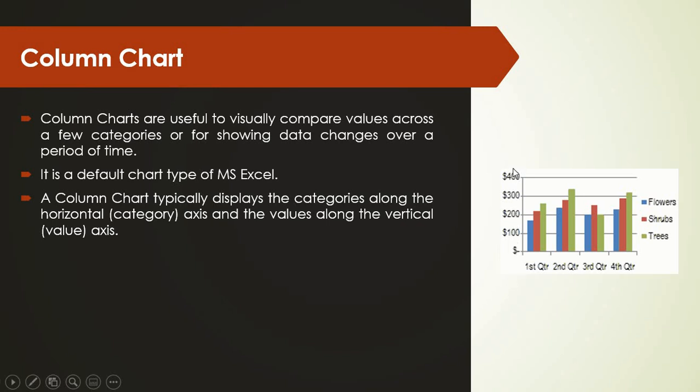We can say the y-axis. Okay, whereas in the bar chart, the value will be on the horizontal and the category is on the vertical line. Okay, in the column chart, the value is on the vertical and the category is on the horizontal line.